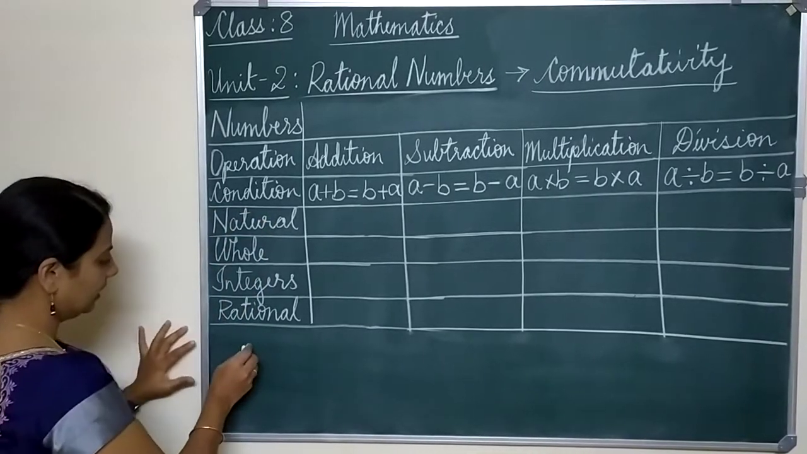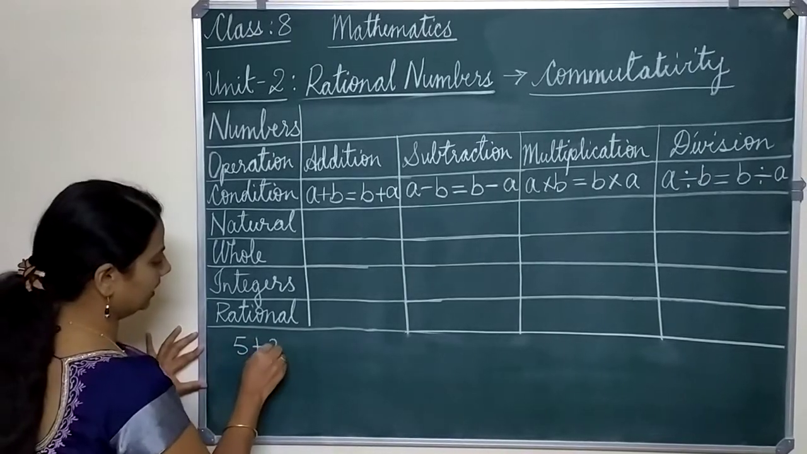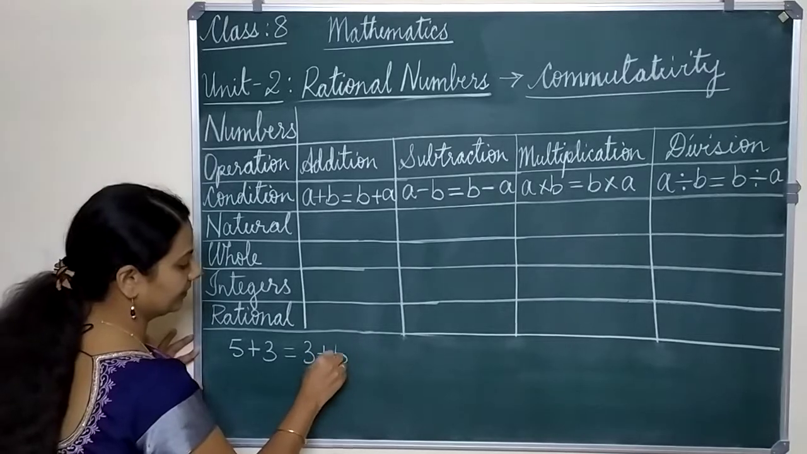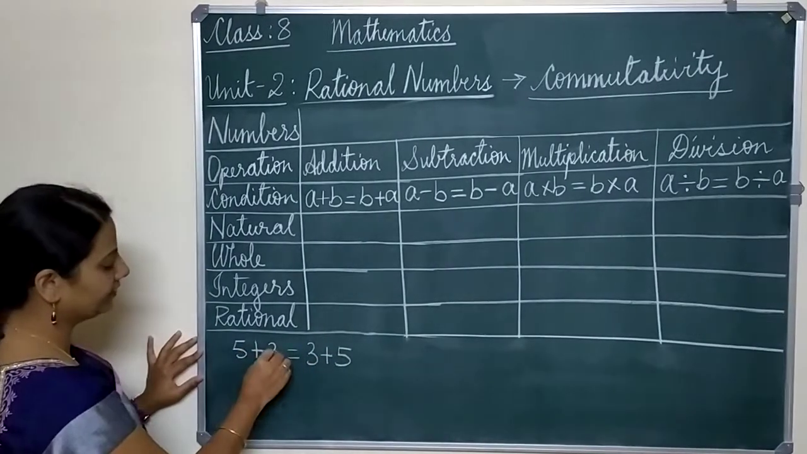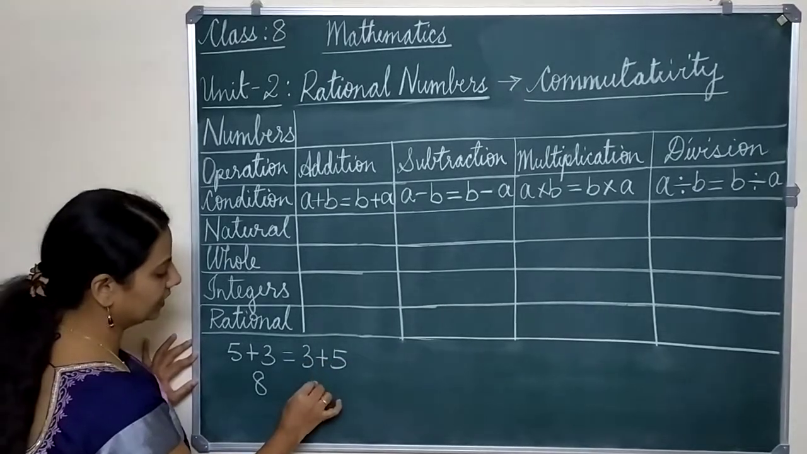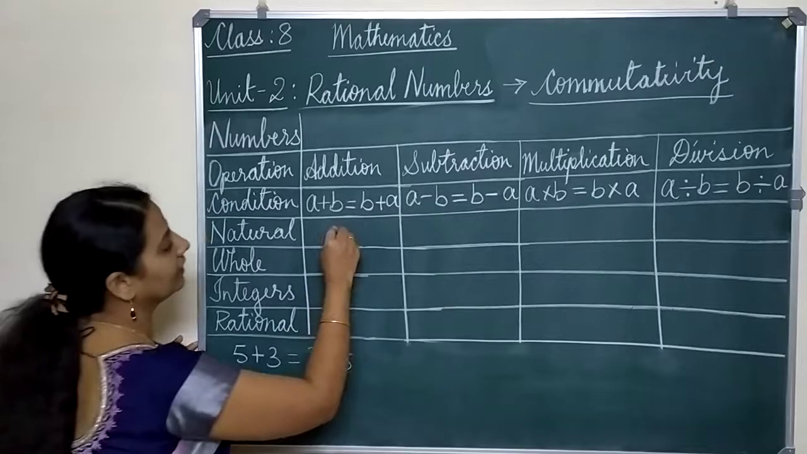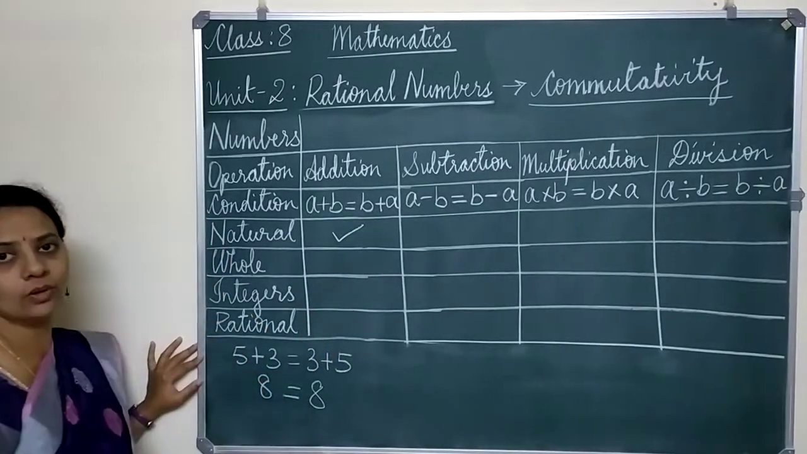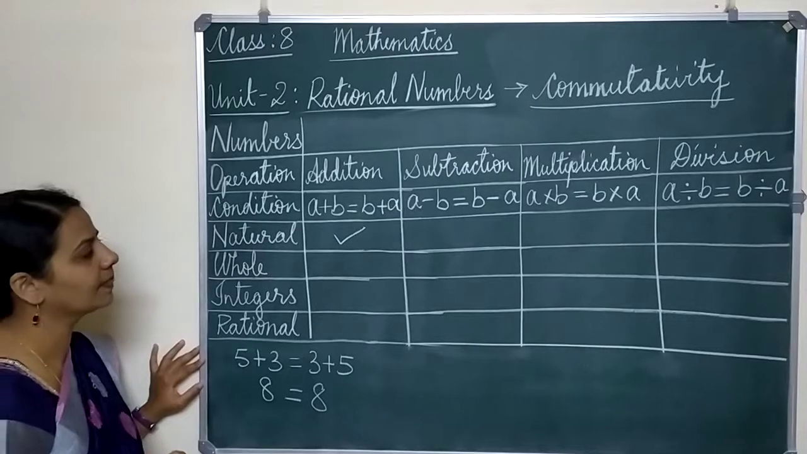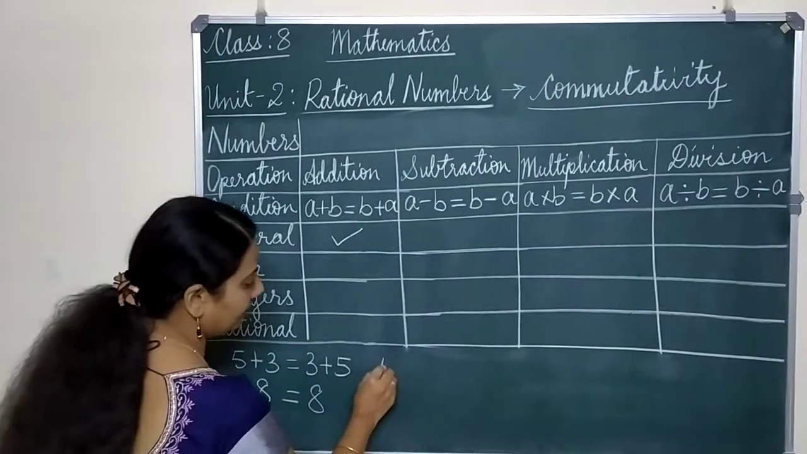Example, let me take 5. 5 plus 3 is equal to 3 plus 5. What is 5 plus 3? It is 8. What is 3 plus 5? That is also 8. So these two are equal. We can say that the commutative property holds good under addition for natural numbers. Now coming to subtraction. Shall we take the same example?